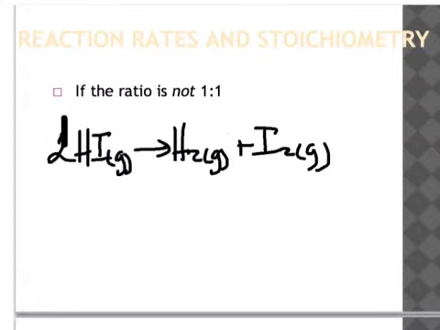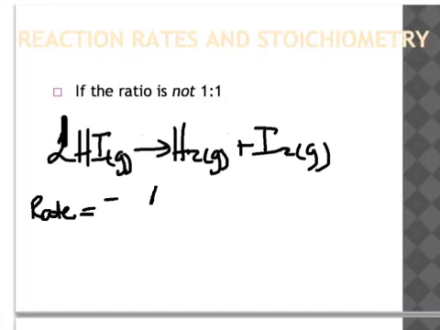Now, in the event that the ratio is not a 1-to-1 ratio, as it is with this equation, we have a 2-to-1 ratio, then the rate of disappearance of the hydrogen iodide is going to be twice what the rate of appearance is going to be for either of the products, since we have 2 moles of this that are going to break down to form 1 mole of each of these.